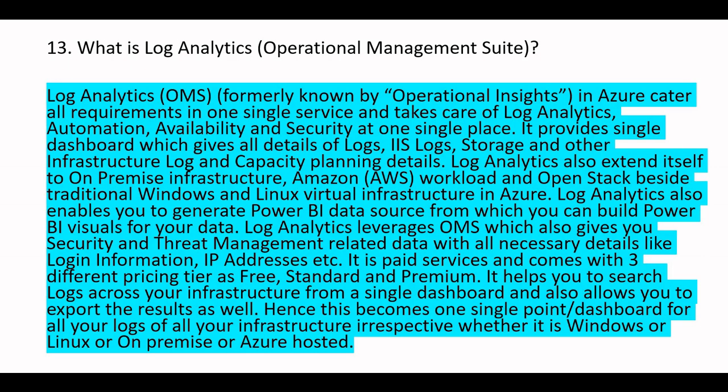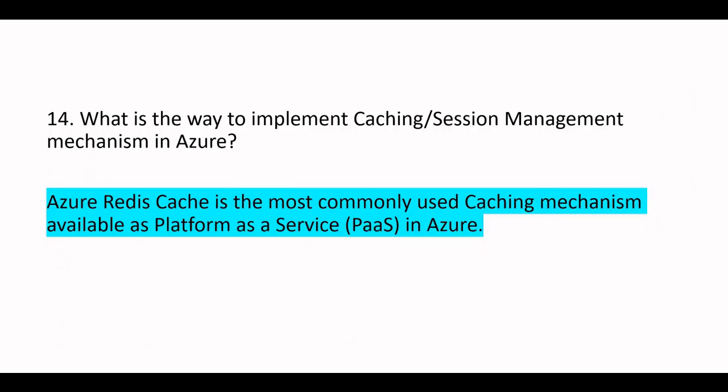And what is the way to implement caching mechanisms? Azure Redis Cache is a very popular service in Azure which is basically used for caching. Caching means, like in your phone storage, if you've gone to the settings, you might know that there is a caching setting. Caching means your data is stored in temporary storage.